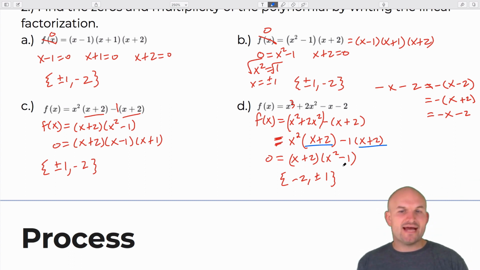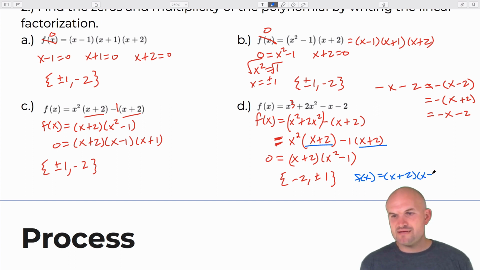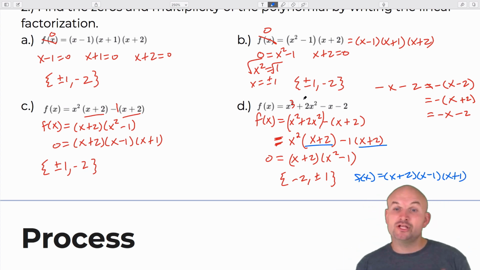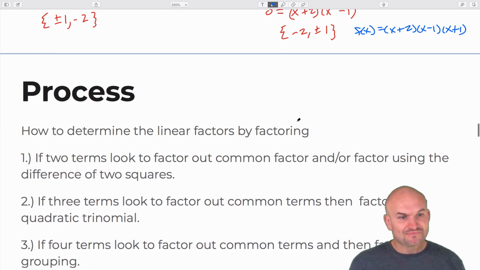And by factoring that out, I didn't write the linear factorization, so let's go ahead and do that, because I never did that. So that's going to be x plus 2 times x minus 1 times x plus 1. Okay, so that's the linear factorization of a polynomial that's in the standard form. Okay, so that is our factoring practice with 4 terms, which we'll obviously do some more examples on.